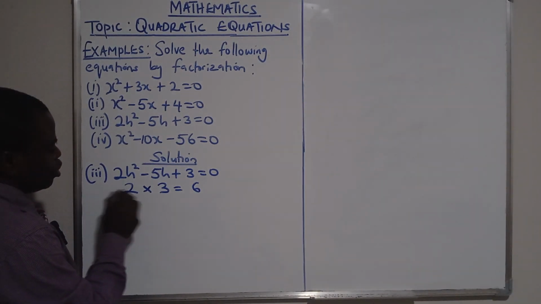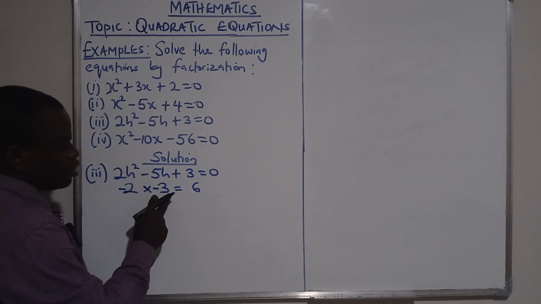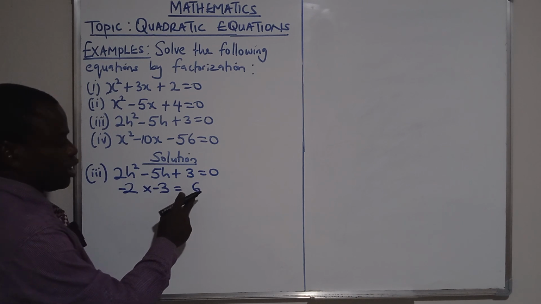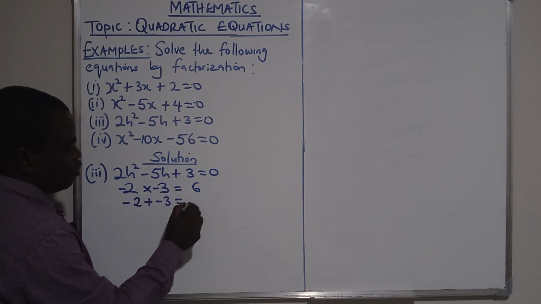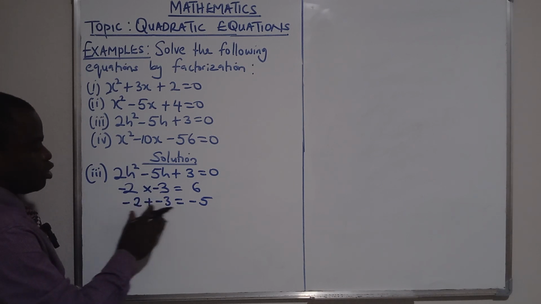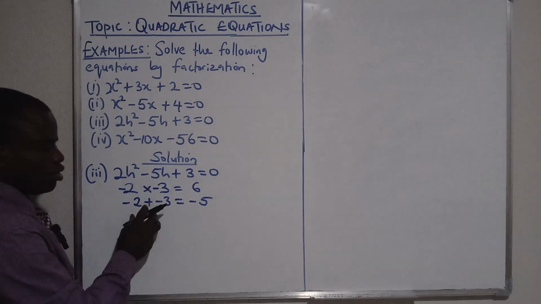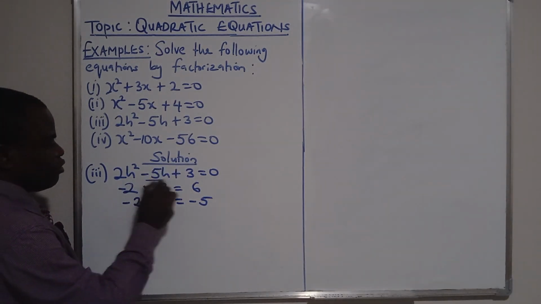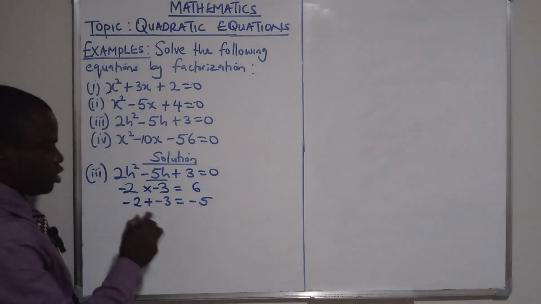Now let's try to introduce negative and negative. Minus 2 times minus 3 will give you plus 6. Now minus 2 plus minus 3 will give you minus 5. These are the two numbers. When you multiply them together it will give you 6, and when you add them together it will give you minus 5. Okay, now let's replace minus 5 with minus 2 and minus 3.